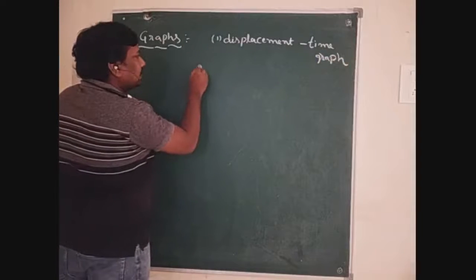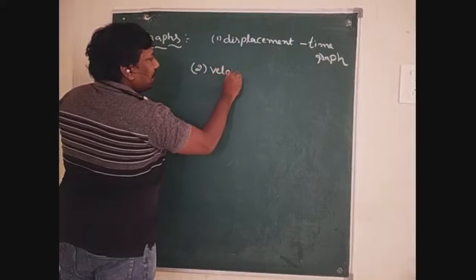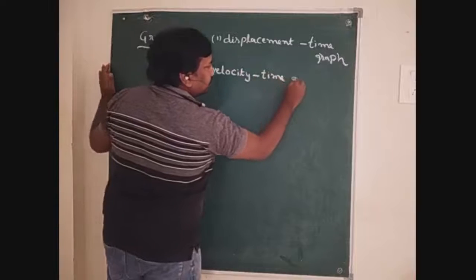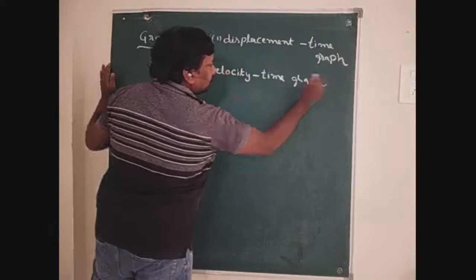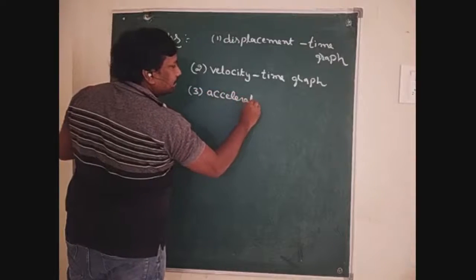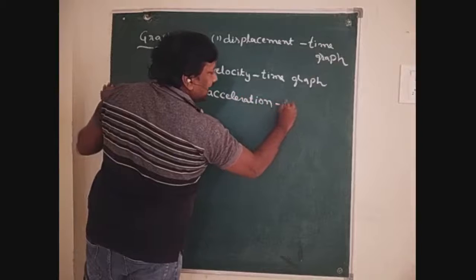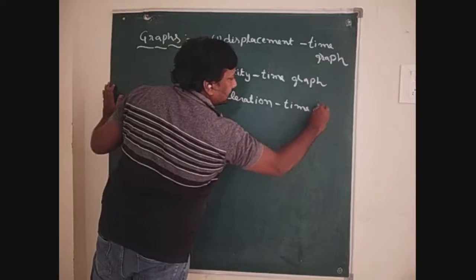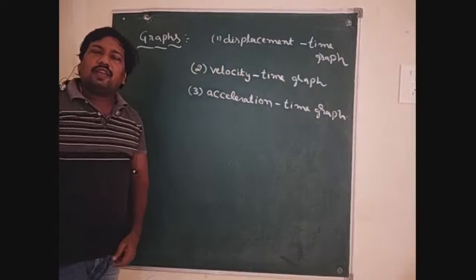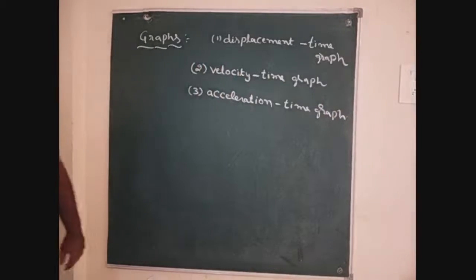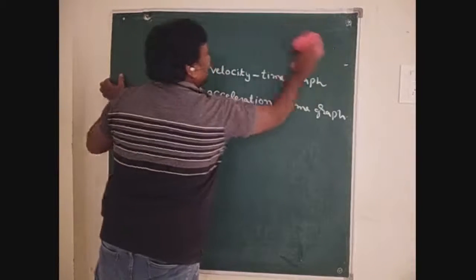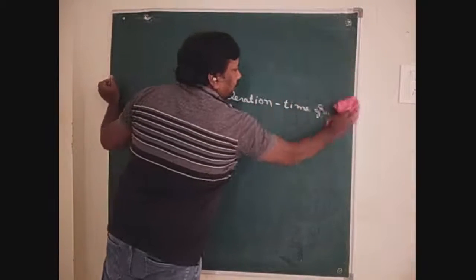The second one is the velocity time graph. The third one is the acceleration time graph. Here we discuss the three types of graphs in different situations. Now we discuss the first graph, that is the displacement time graph.